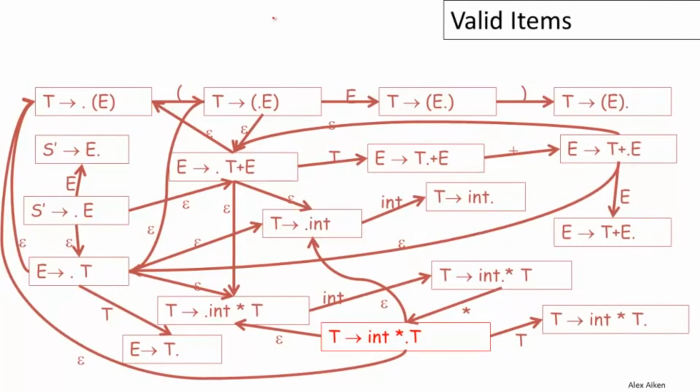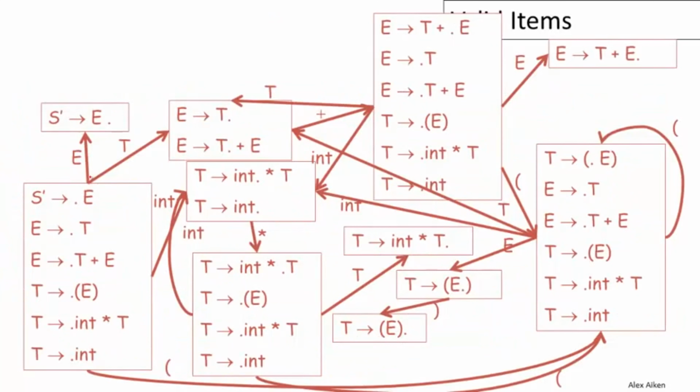To refresh your memory, here's where we left off last time. This is the complete non-deterministic automaton for recognizing the viable prefixes of the example grammar. And using the standard subset of states construction, we can build a deterministic automaton that is equivalent to the non-deterministic automaton. So here's the deterministic automaton that recognizes exactly the same language.